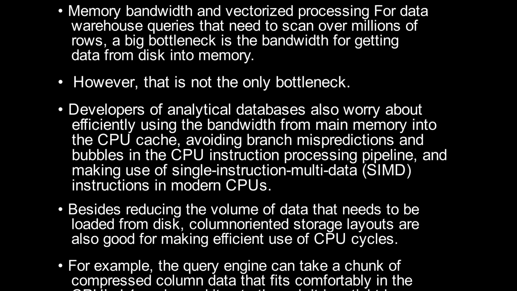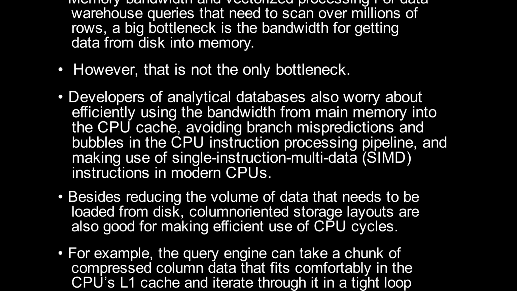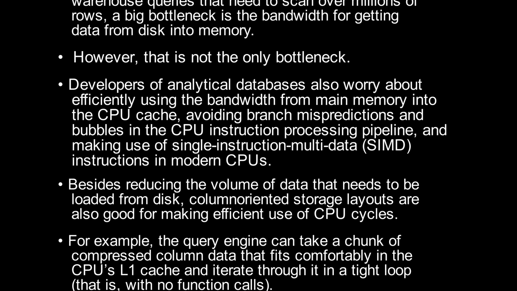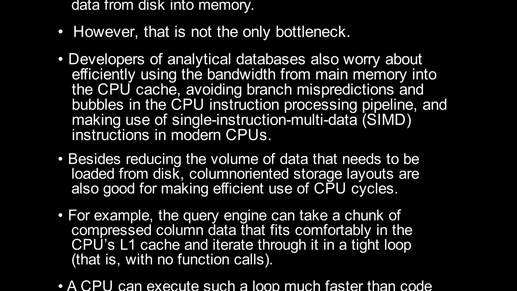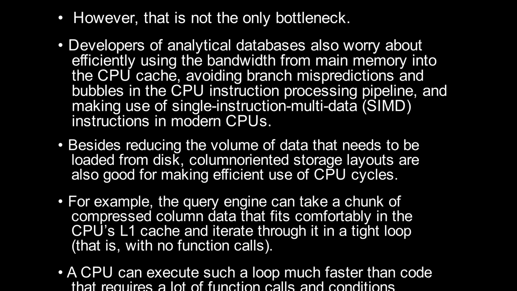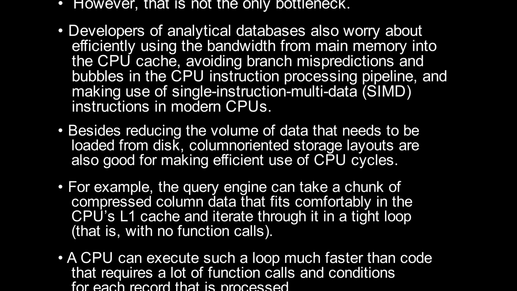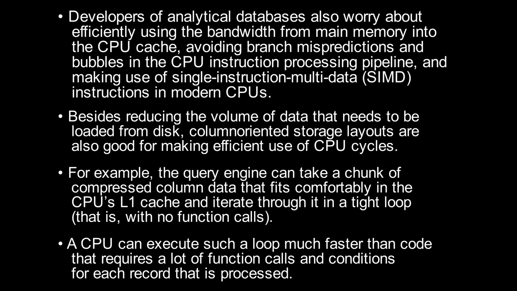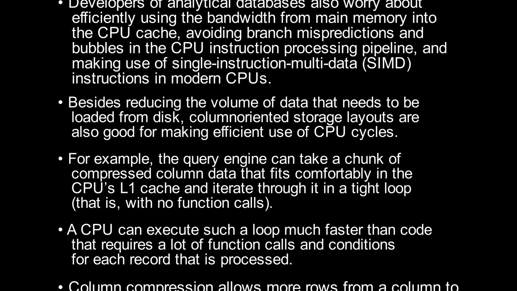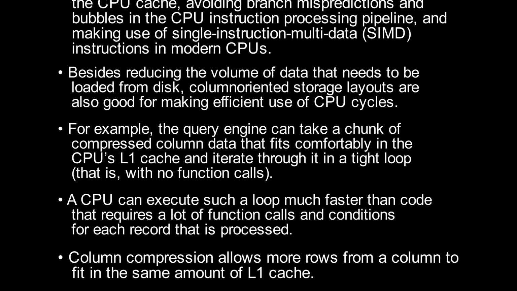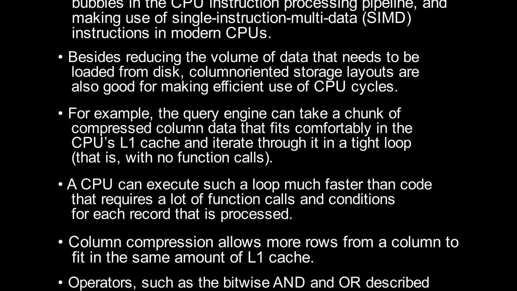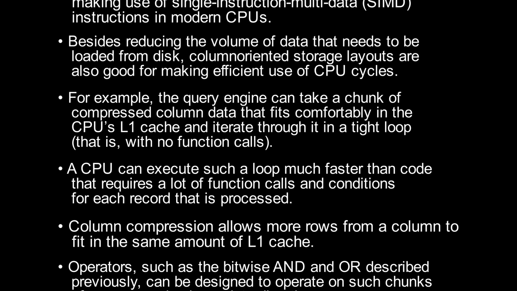Besides reducing the volume of data that needs to be loaded from disk, column-oriented storage layouts are also good for making efficient use of CPU cycles. For example, the query engine can take a chunk of compressed column data that fits comfortably in the CPU's L1 cache and iterate through it in a tight loop, that is, with no function calls. A CPU can execute such a loop much faster than code that requires a lot of function calls and conditions for each record that is processed.